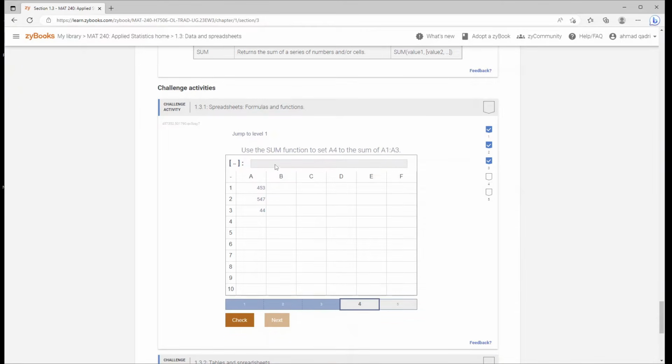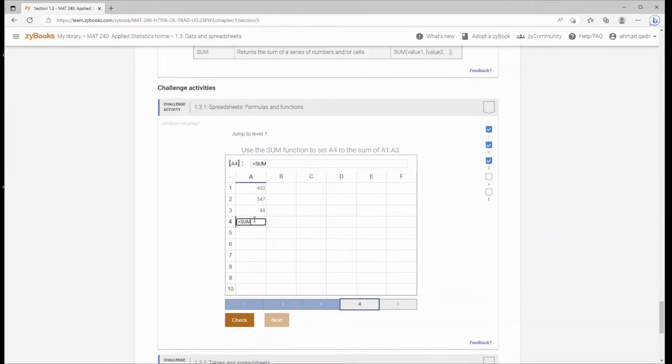The next question is use the sum function to set A4 equal to the sum of A1 to A3. Okay. And so this, we first need to set cell A4, which is column A, row 4. So this one right here, this is where we need to enter the formula. So I'm going to set this equal. So again, the formula always starts with equal.